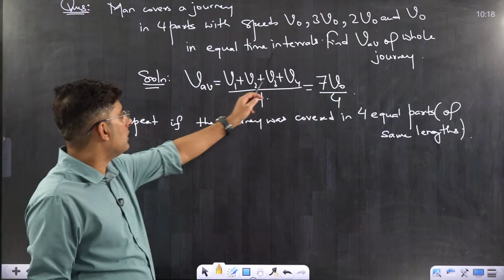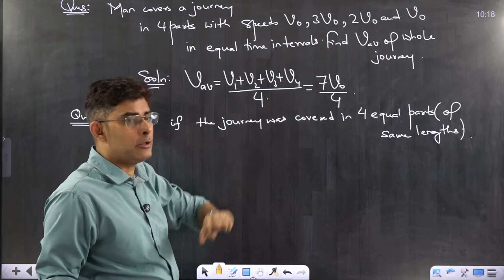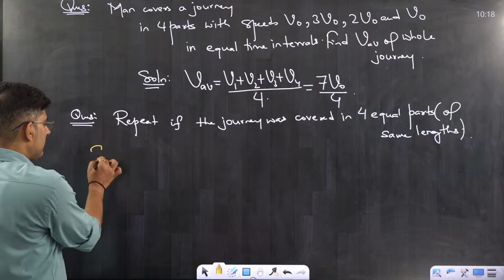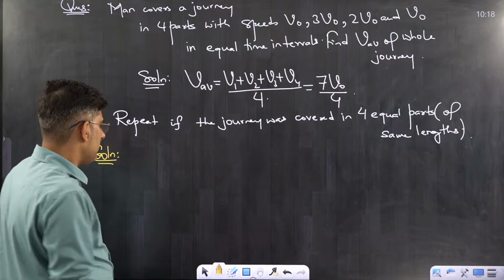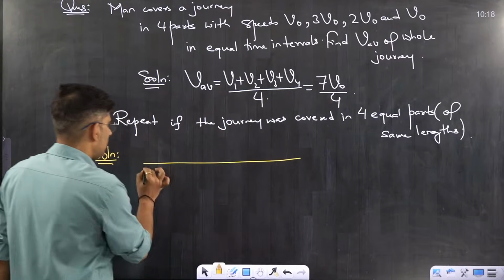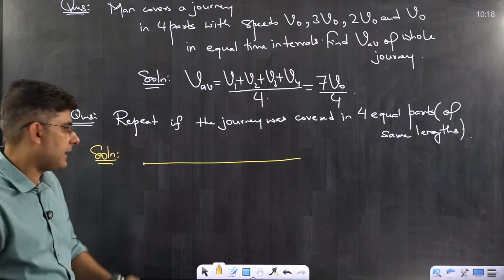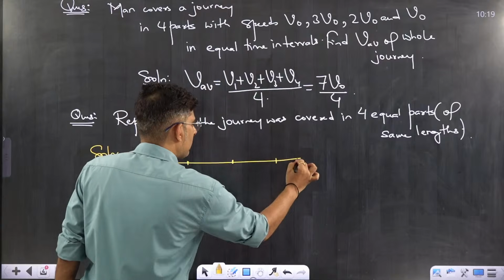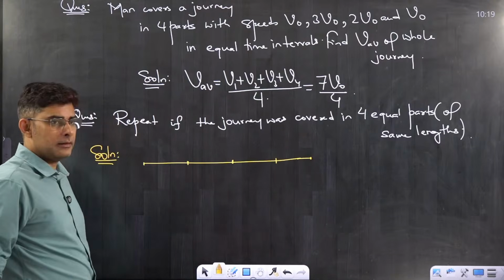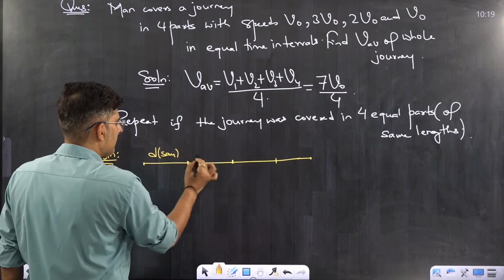Now you cannot use V1 plus V2 plus V3 plus V4 by 4. Why? Because the times are not equal. So just see what is the very simple technique. For all such questions, try to solve by a line diagram. If you see, they have given equal parts. I have split the journey into 4 equal parts. And suppose I take each part as D.